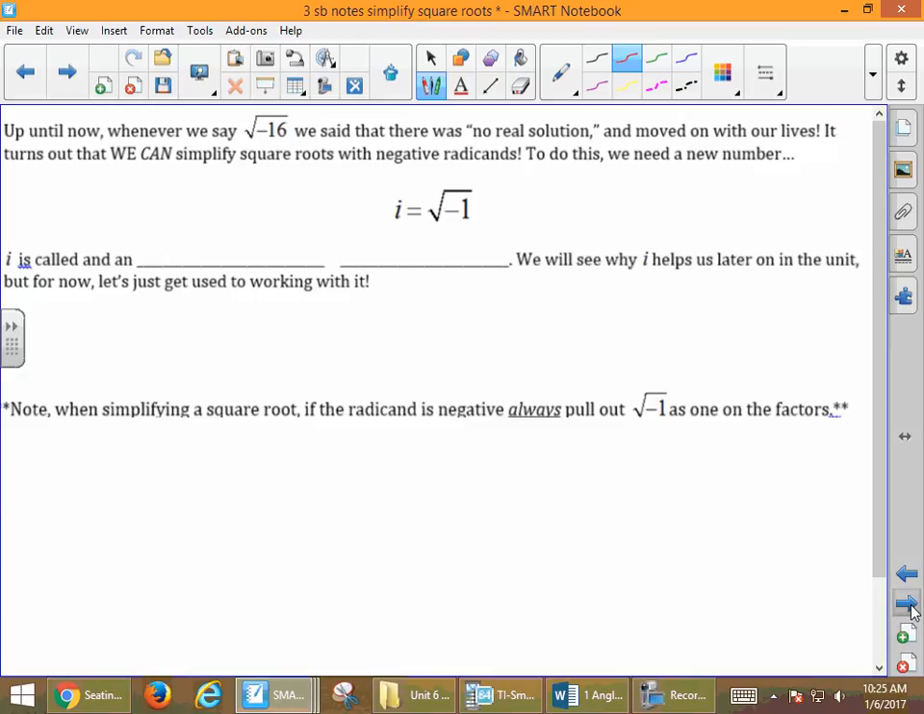Well, a new number, I should say that with quotation marks, a new number had to be developed in order to do that. And what we said is that the square root of negative 1 is going to equal i, and i stands for imaginary, for an imaginary number. We'll talk about i more when we get farther along in this unit.